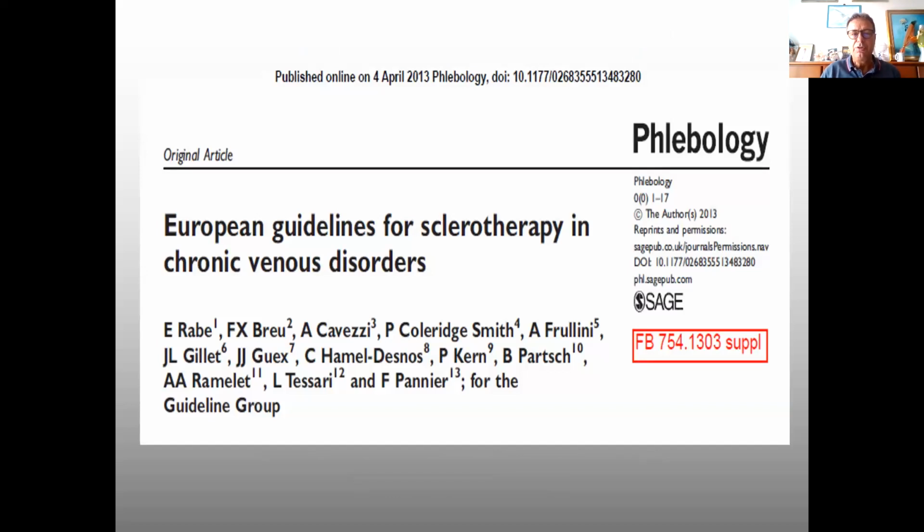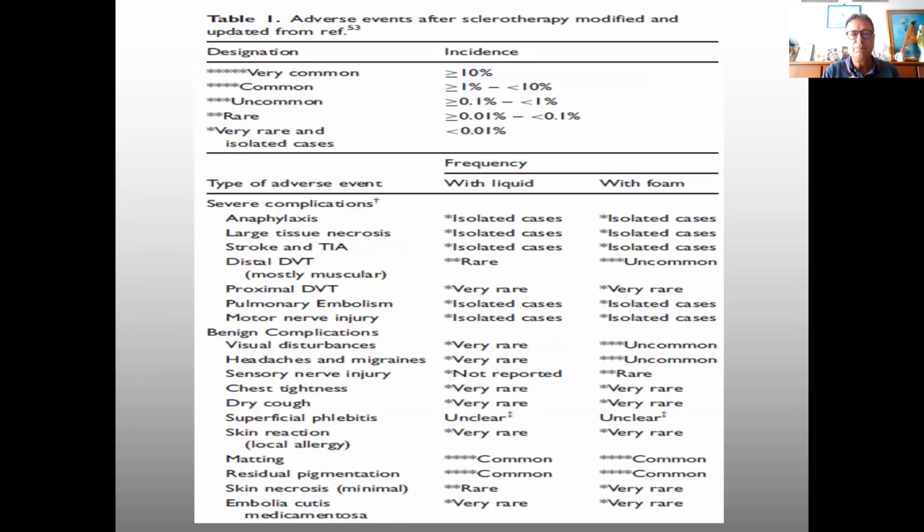So my presentation is based, for example, on this consensus document, which was released a few years ago, where you can see clearly that the vast majority of the possible complications are not common, whereas the most common ones, as we will see, are, for example, matting, pigmentation, and so on.